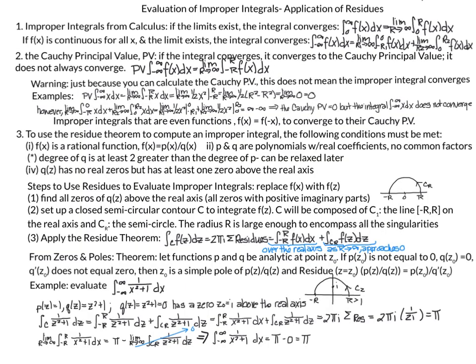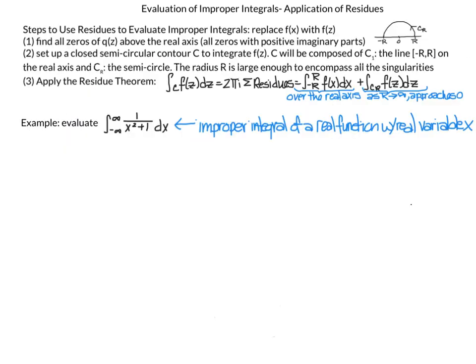Our next topic will be using the residue theorem to evaluate improper integrals. We are going to use this example to illustrate how to use these steps. So we're going to evaluate the improper integral from negative infinity to infinity of 1 over x squared plus 1 dx. The important thing to notice about this is that it's an improper integral of a real function with real variable x. Here, we plug in x to suggest that our variables are real, and when you plug it in, you get a real number.